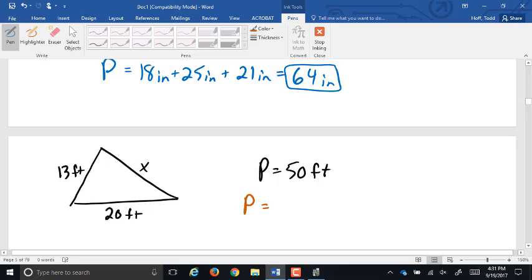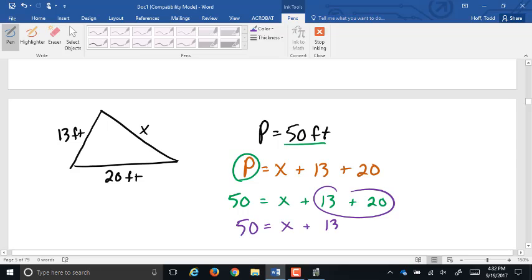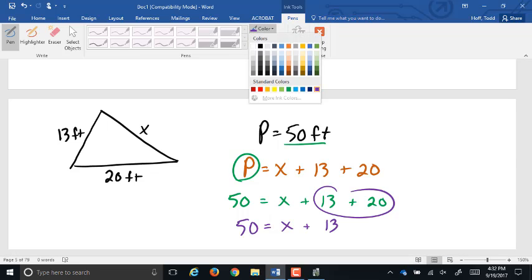Well, that perimeter is found by adding up the sides. So it would be x plus 13 plus 20, and we know that the perimeter is 50 feet. So I can put the 50 in there. Now, what can I combine here before I start to solve? 13 and the 20, which makes 33. Now what?